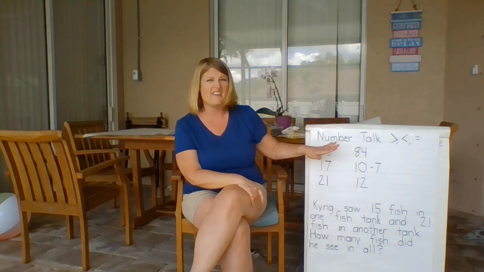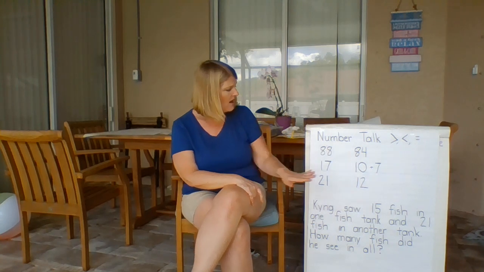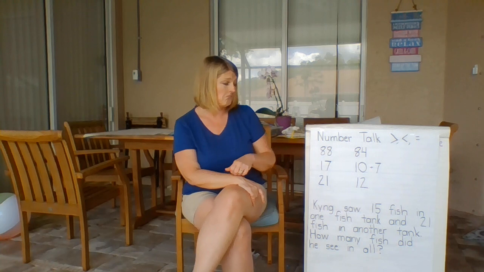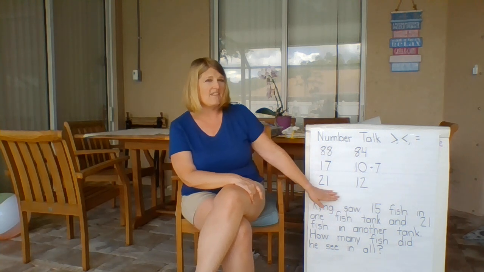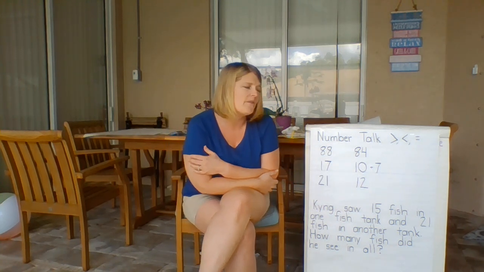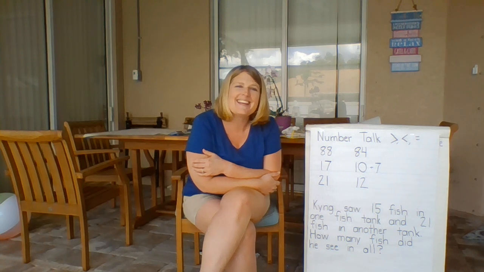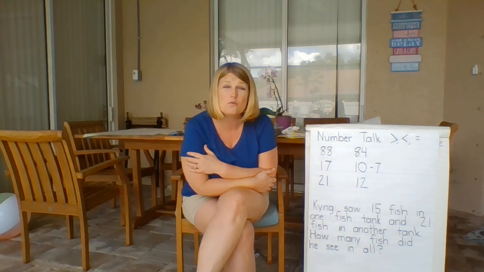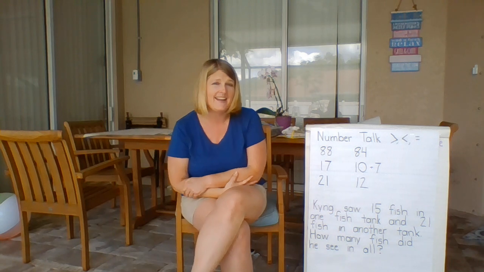So on the first one, I've got 88 and 84. On the second one, I've got 17 and 10 plus 7. And on the last one, I've got 21 and 12. Let me hear your thinking. Show me what you're doing for number talk for greater than, less than, or equal to. Make sure you're proving it, telling how you know to your adult at home, okay?